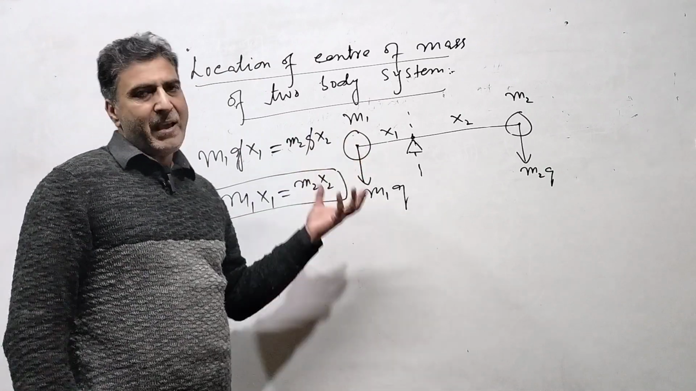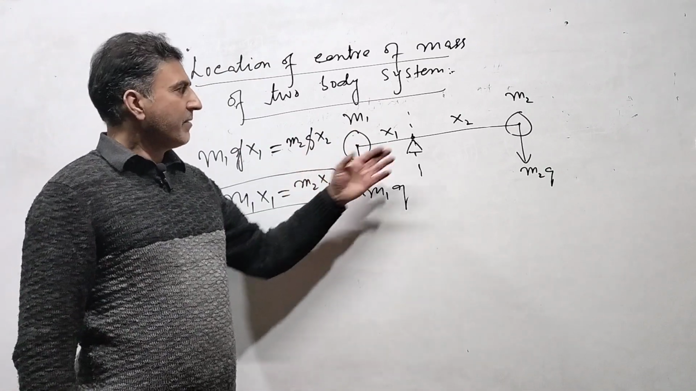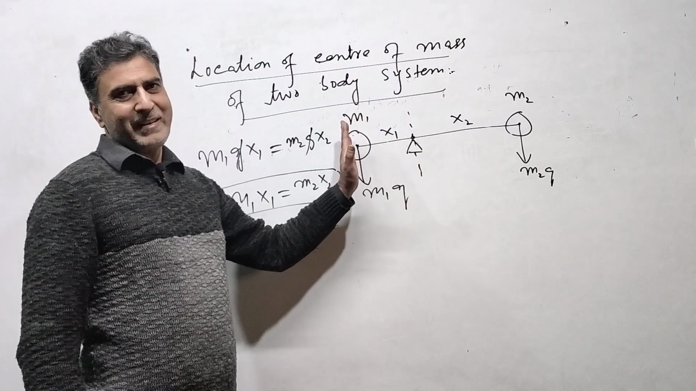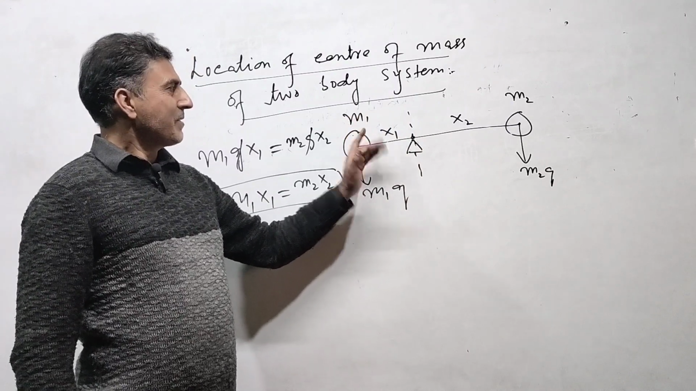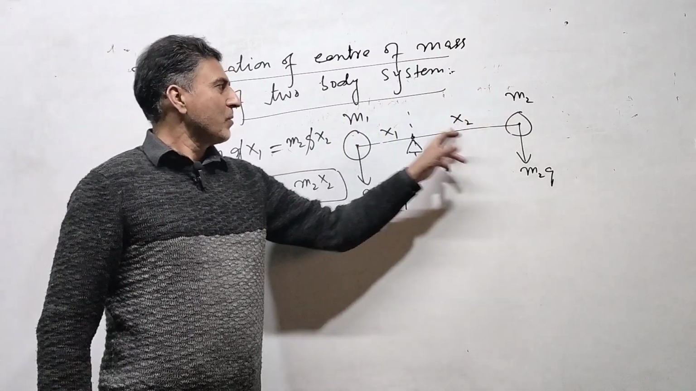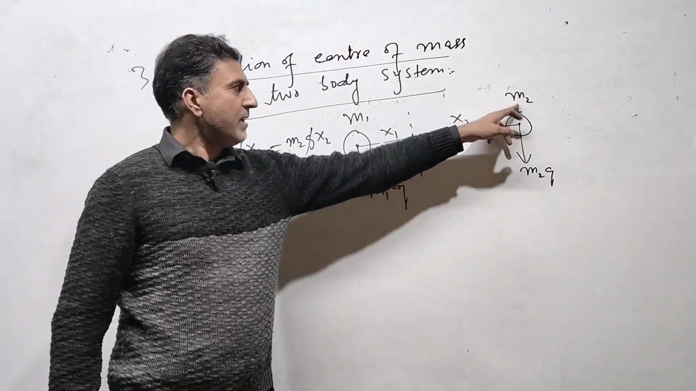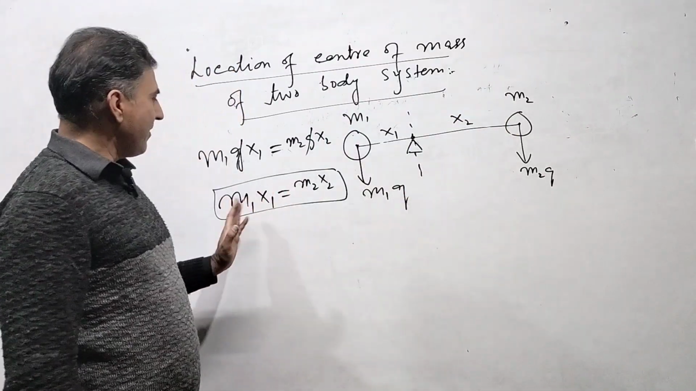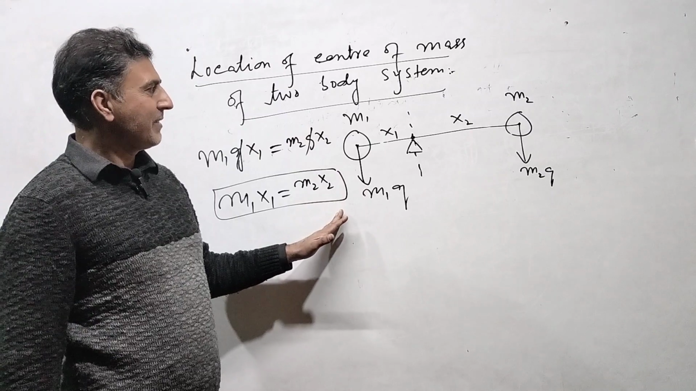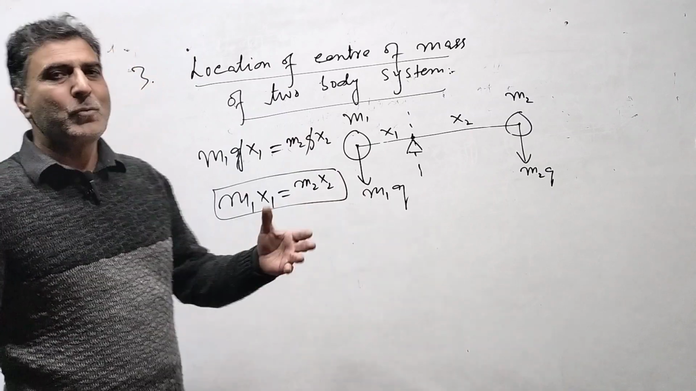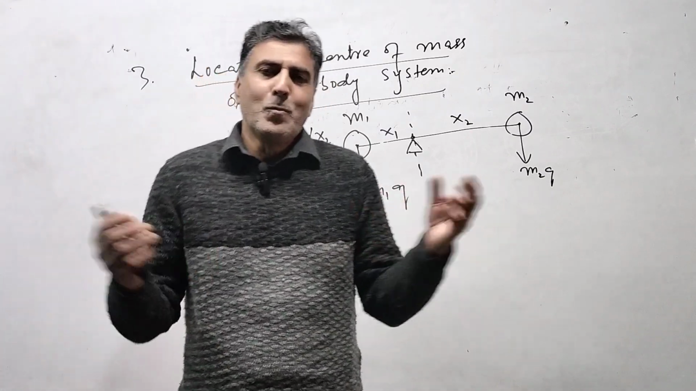If m1 is heavier, if the mass is very very heavy, then the center of mass will shift towards this greater mass side, so that m1 x1 is equal to m2 x2. This is more, so this should be less; this is less, so this should be more. So the equation is m1 x1 is equal to m2 x2.